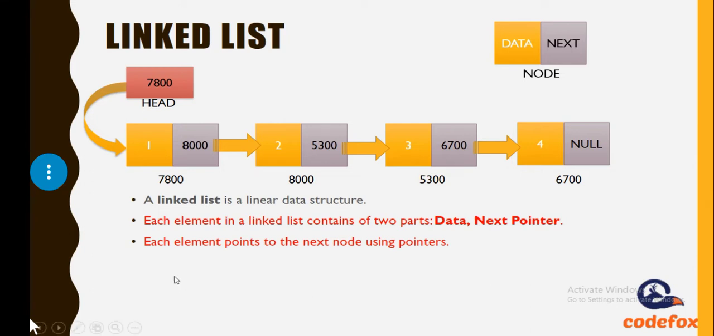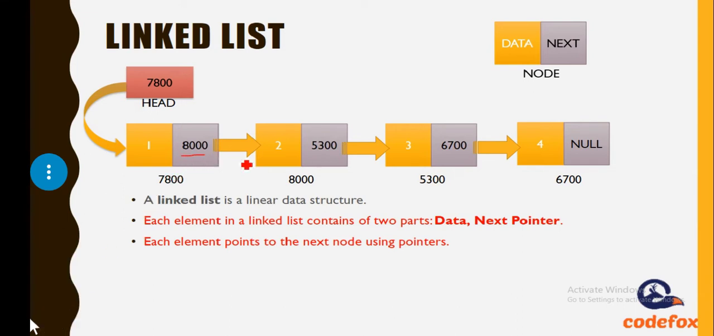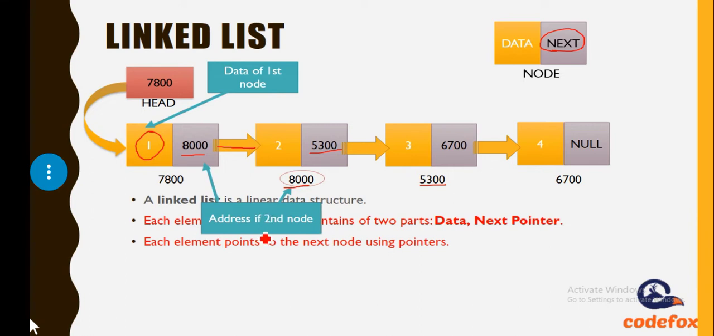You can see here first node is storing the address of second node. Second node is storing the address of third node. This goes on till end. Because of this next pointer, one node is linked to the other node. In linked list, this is the first node's data part and this is the address of second node which is stored in first node.